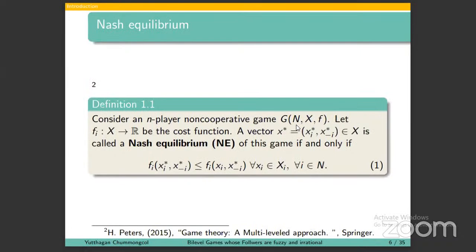Next is the definition of Nash equilibrium. Consider an N-player non-cooperative game. Let Fi be the cost function. A vector x star belonging to the set X is called a Nash equilibrium of this game if and only if inequality 1 holds.